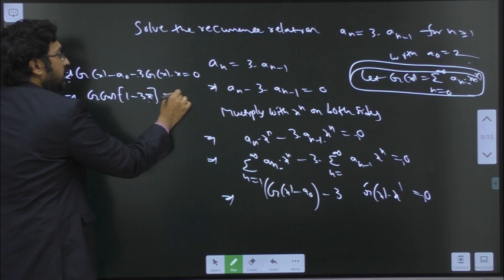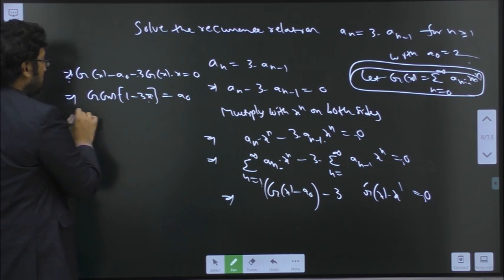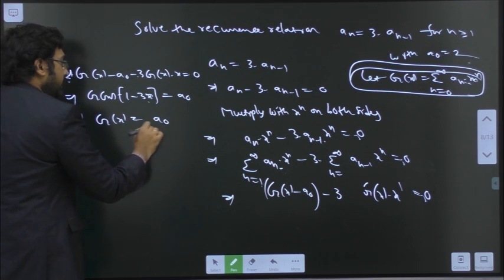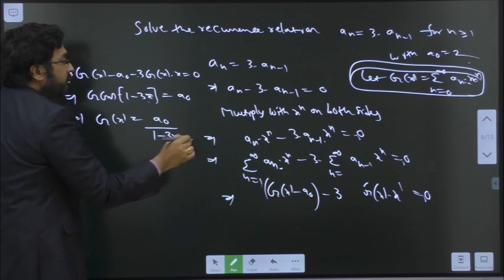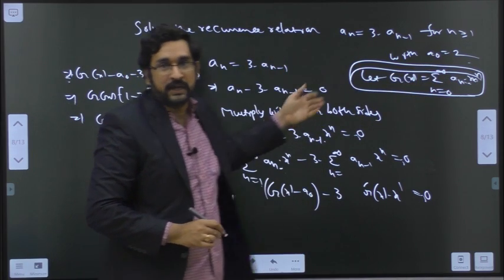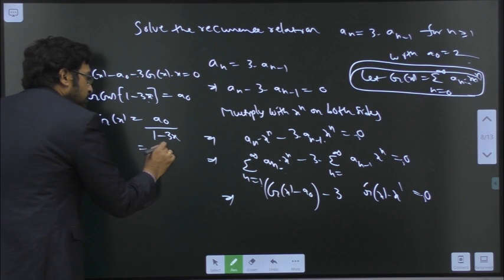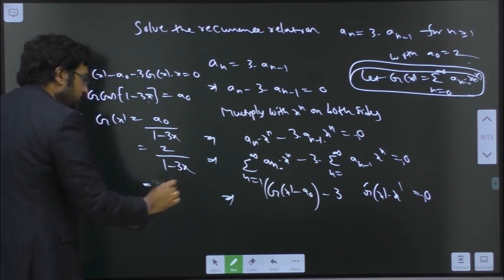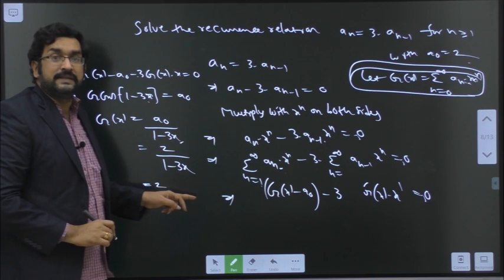So we will get a naught. So that implies g of x equal a naught by 1 minus 3x. Here the initial condition a naught is given as 2. Substitute there. So we will get 2 by 1 minus 3x, so 2 into 1 by 1 minus 3x.